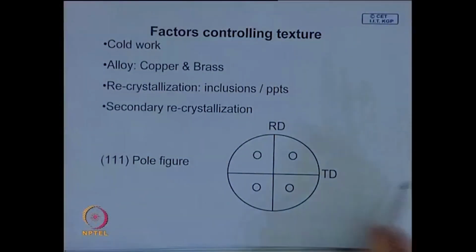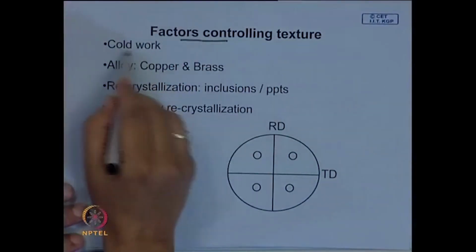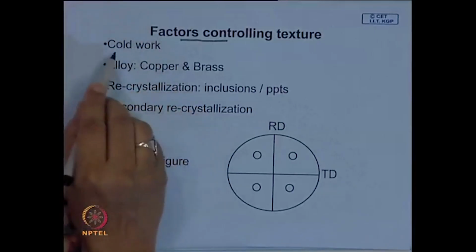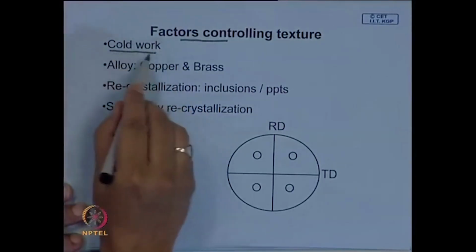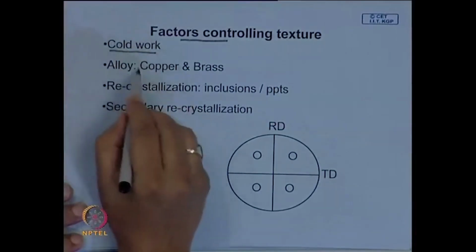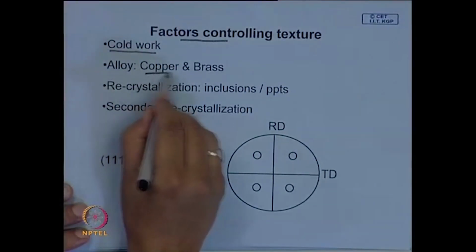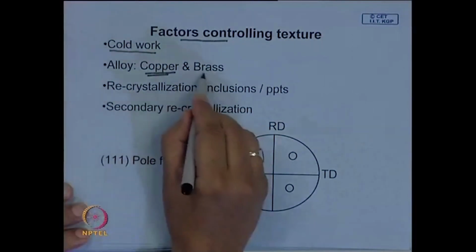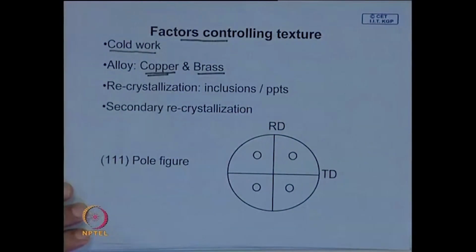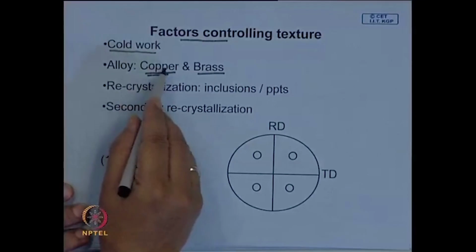A quick look at the factors that control texture in the material. Obviously, the texture origin of that crystallographic structure we have seen lies in the cold work, the deformations. Now, alloy additions particularly also affect the texture. Say if you cold work copper, you will get one kind of texture; brass you get another kind of texture. The origin in fact does lie in the slip, and the slip we know takes place through movement of dislocations.